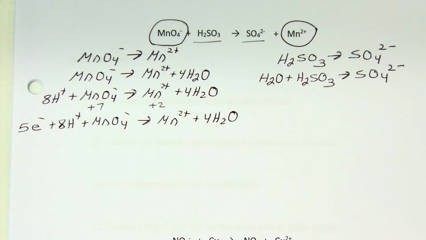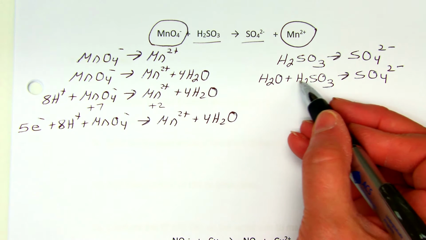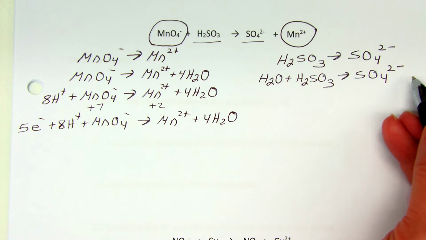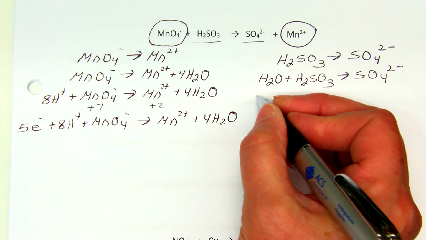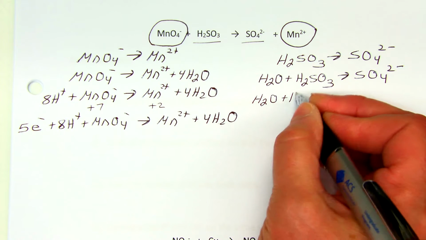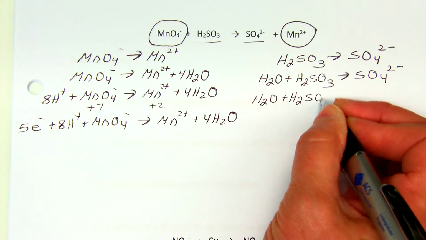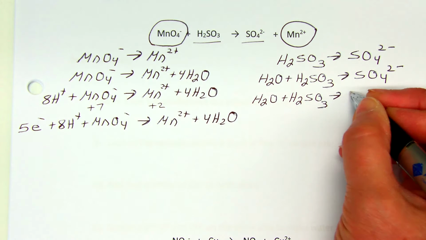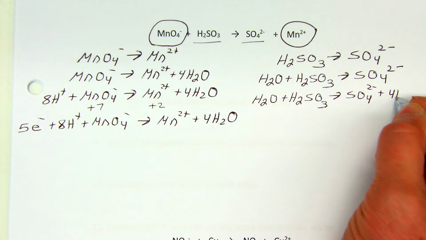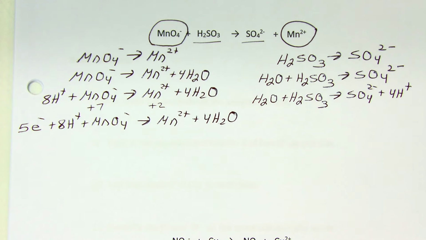I check my hydrogens. 2 hydrogens and 2 hydrogens is 4 hydrogens. Over here, no hydrogens. So I add 4 hydrogen ions to the right-hand side. So water plus sulfurous acid yields sulfate plus 4 hydrogen ions. Now I look at the charges.